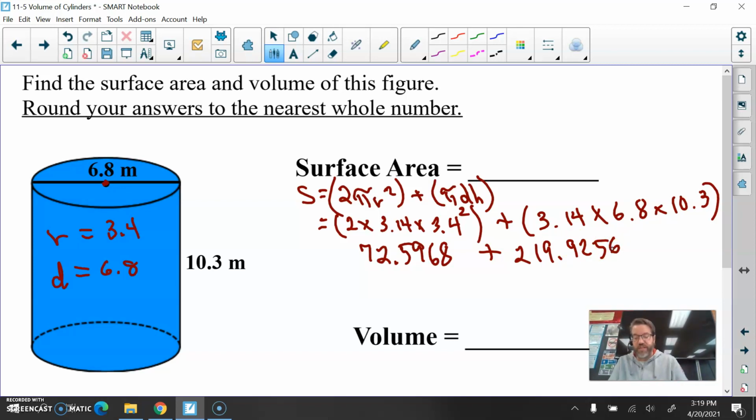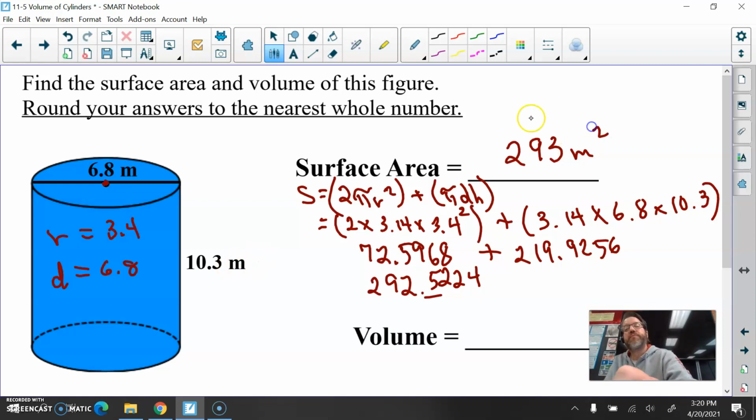Then I just add those together. I say just, but they are a lot of digits. So I add these together and I get 292.5224. The directions say round to the nearest whole number. The tenths place has a 5, so that means we got to round up to 293. So my surface area is about 293 square meters. Whew, that was kind of a lot of work.